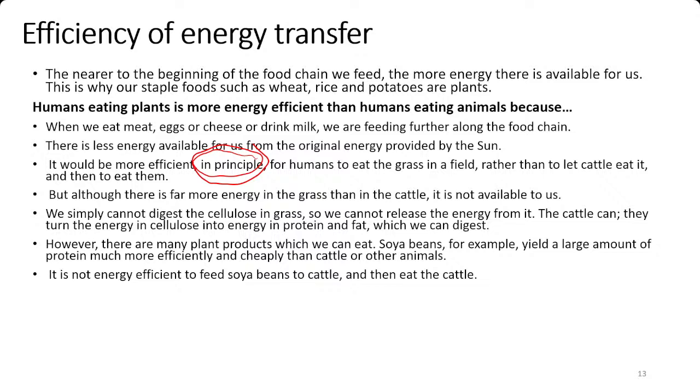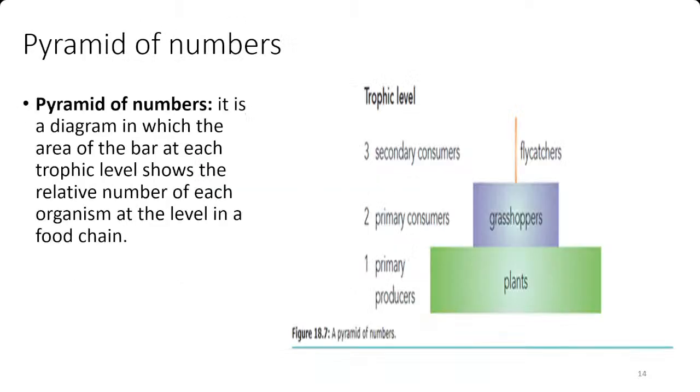Soya beans, for example, have a lot of protein in them, so they're more efficient and cheaper than cattle or other animals. So it's not energy efficient to feed soybeans to cattle, then eat the cattle. Eat the soybeans instead of eating the cattle.